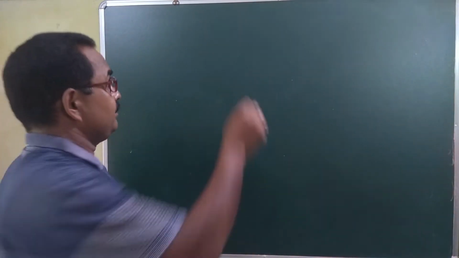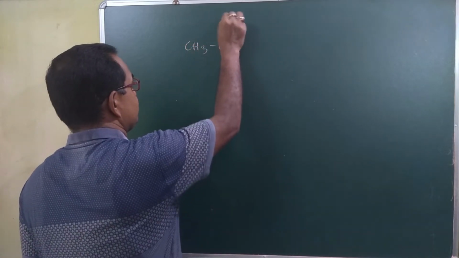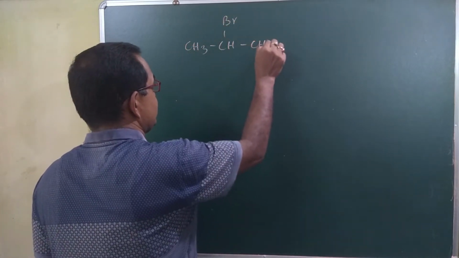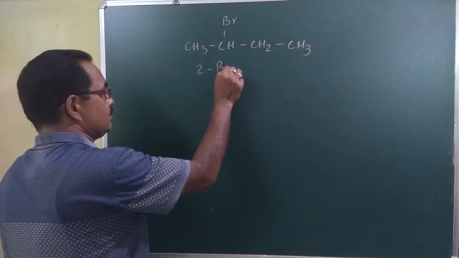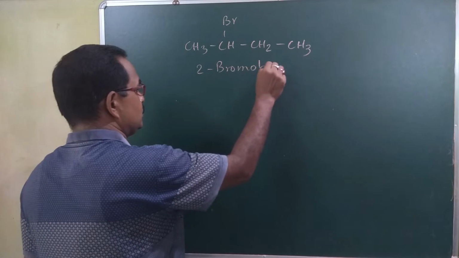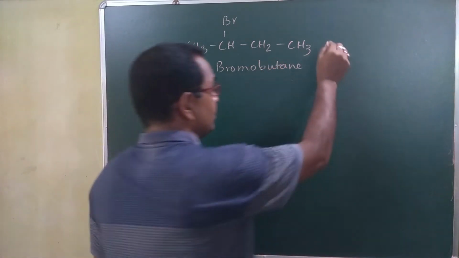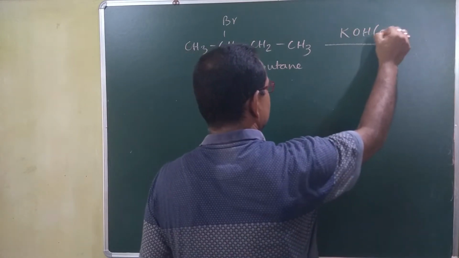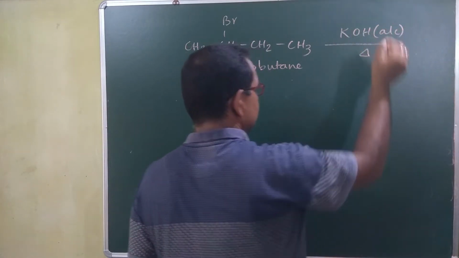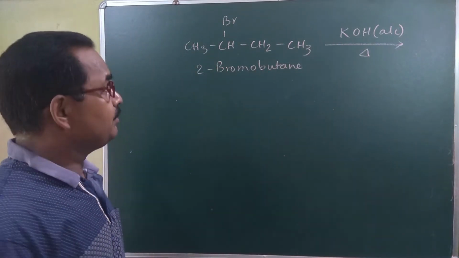Consider this reaction: CH3CHBrCH2CH3. What is this? This is 2-bromo-butane. Now on dehydrohalogenation, what we have to do? We have to heat it with alcoholic potassium hydroxide solution.